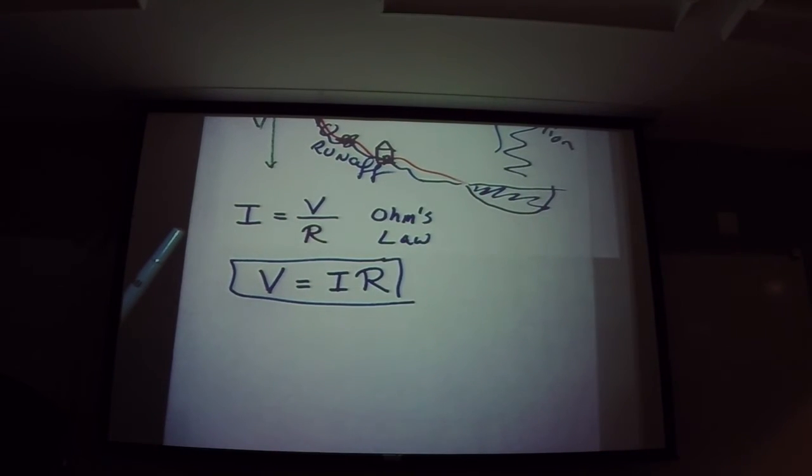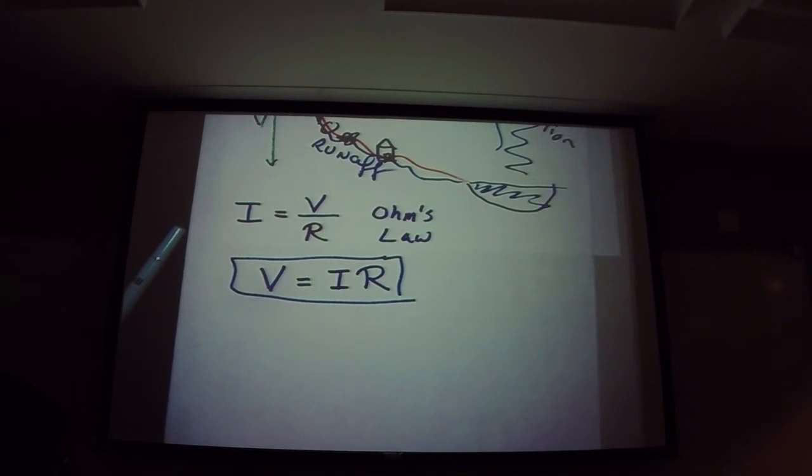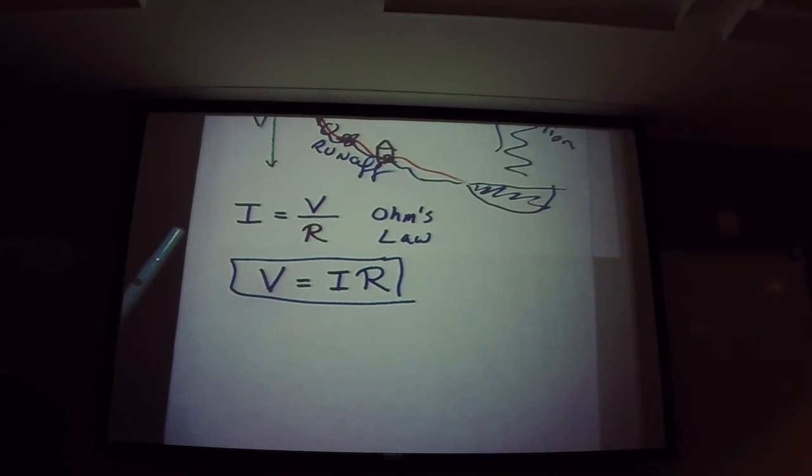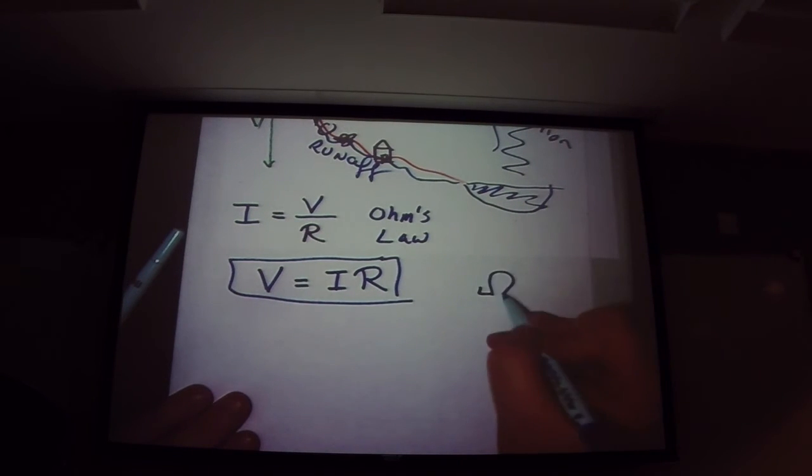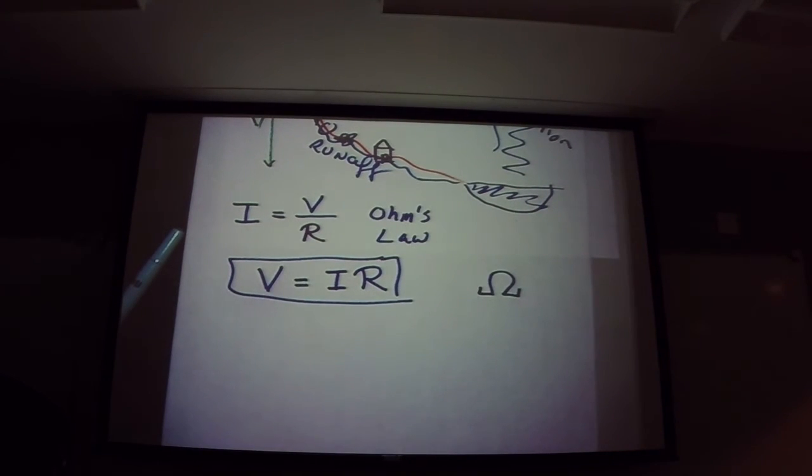The resistance is given a unit, named for Ohm, called the ohm. And so resistance has units of ohms, which is represented by a capital Greek letter omega.